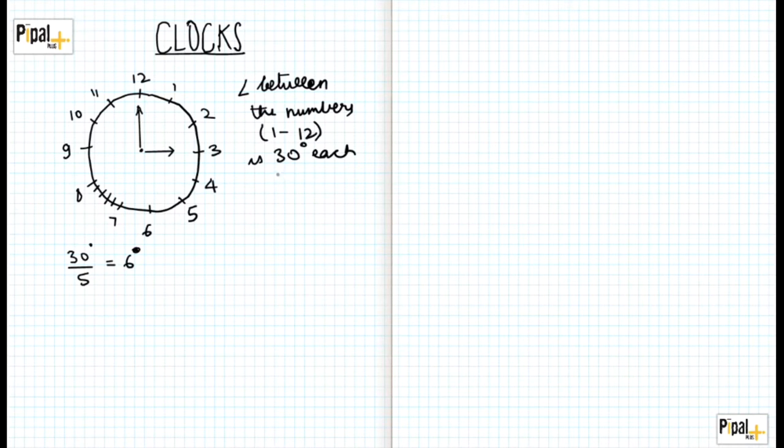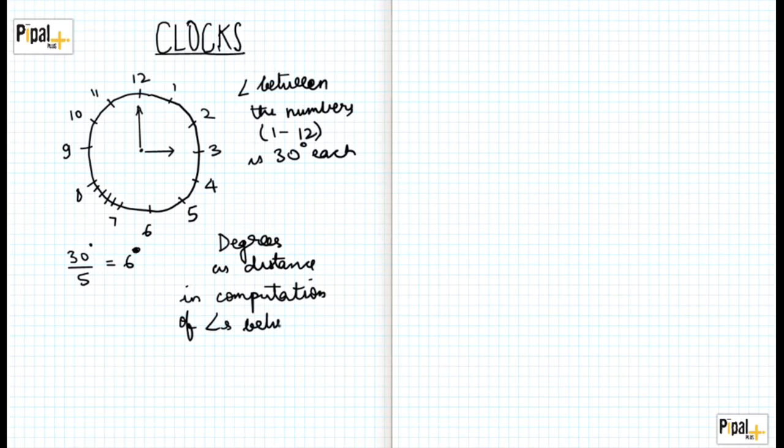Now, why do we do this? Why have we studied degrees between 12 and 3, and degrees for each marking? It is because we are going to use degrees as distance when we calculate the angles between the clock hands, right? So clearly, if one of the clock hands is facing 12 and the other clock hand is facing 3, then the angle between these two clock hands, or the distance between these two tips, is equal to 90 degrees. So all the concepts of relative speed and relative distance are going to be applicable in clocks.